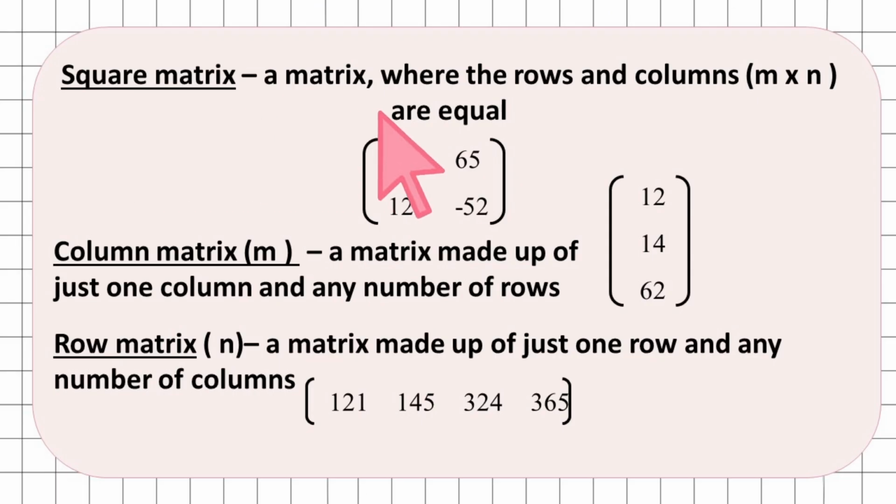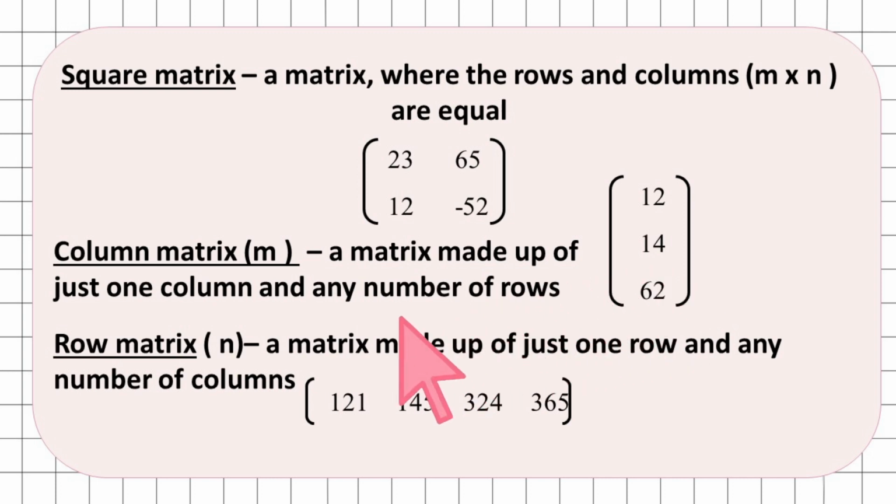A square matrix is a matrix where the rows and columns, m by n, are equal. So here is an example: 2 rows and 2 columns is a square matrix. Another one is a column matrix, a matrix made up of just one column and any number of rows. Example in the figure.